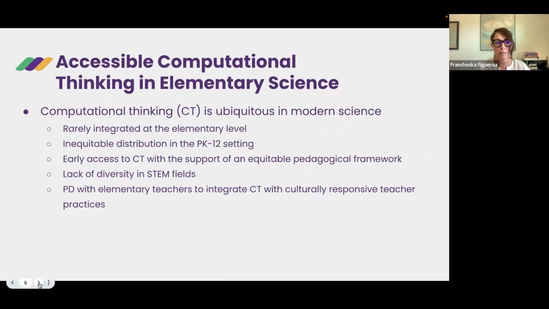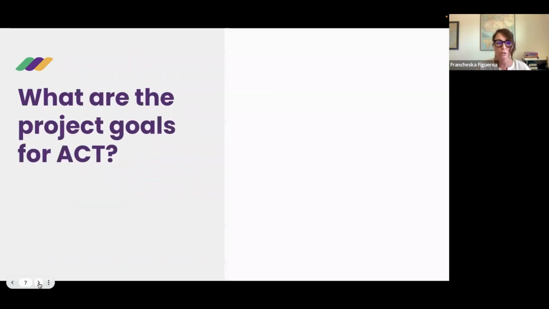By accessible computational thinking, we know that computational thinking is ubiquitous in modern science. We know that it is rarely integrated in elementary classrooms. It is typically integrated in middle school and high school. We know that there is an inequitable distribution of computing in pre-K and 12th grade settings. We also know that if there is early access to computational thinking, we will reduce the lack of diversity in STEM fields. So we really want to make sure that we are making computational thinking accessible to teachers using new technology at times, so they can in turn make it accessible to their learners.